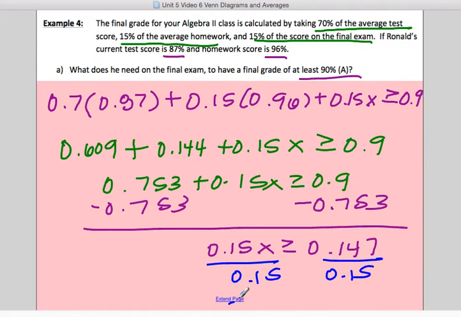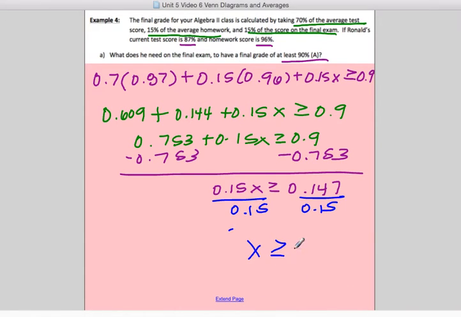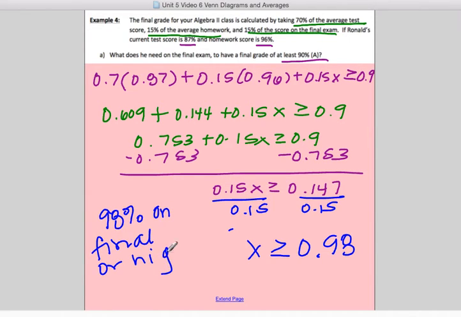So x is greater than or equal to, when I divide this out, I get 0.98. Okay, so what does this mean? This is his final exam score. So if he wants to get an A, a 90%, he would have to get 0.98, which is really a 98%, on his final or higher to get that A.